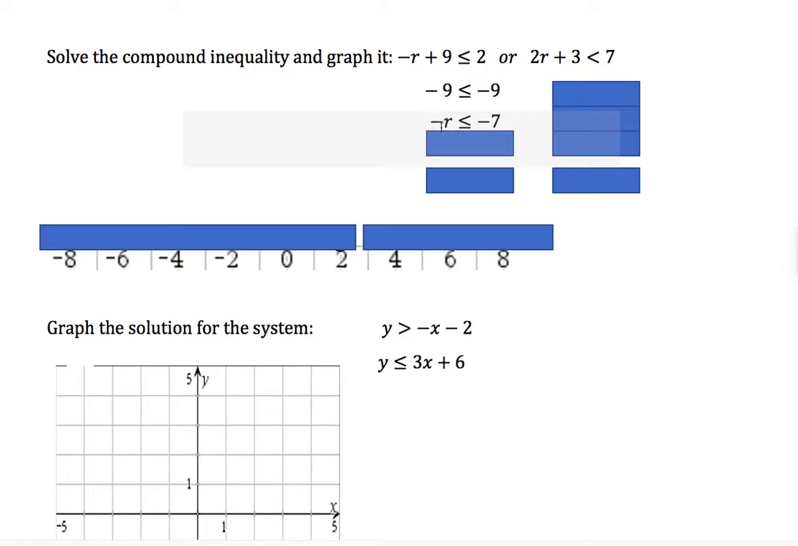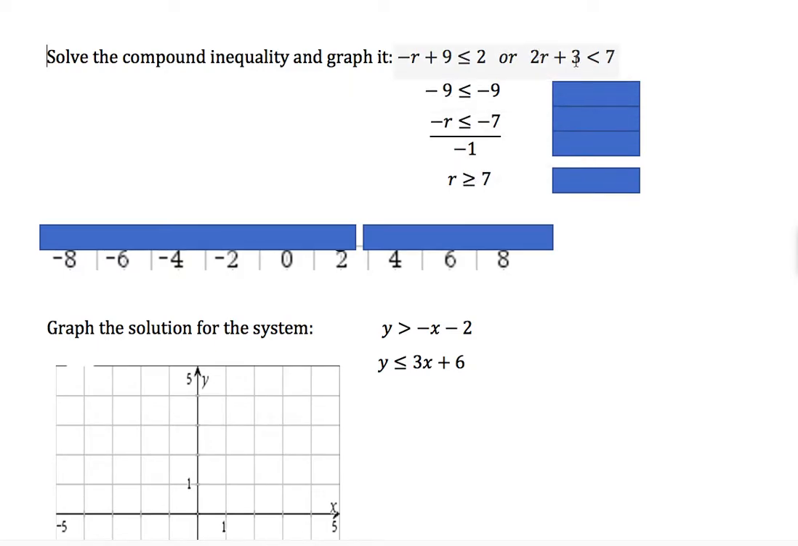But then we need to go ahead and get rid of this negative. And so we're going to divide both the negative r and the negative 7 by negative 1. And when we do that, we get a positive r on this side of the inequality, and a positive 7 on the other side. The biggest rule to remember about dividing or multiplying by negatives is that with inequalities, anytime you multiply or divide by a negative number, you have to flip the sign. So up here it was less than or equal to, but now because we divided by a negative, it's going to be greater than or equal to 7.